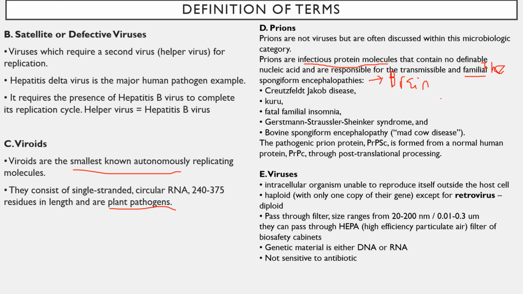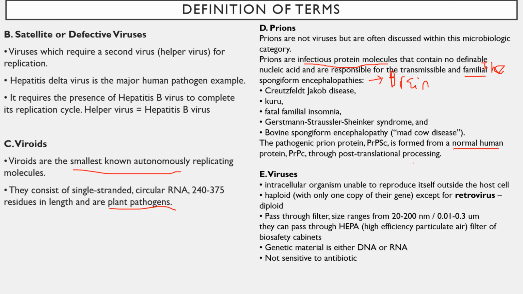They would affect the brain, such as your Creutzfeldt-Jakob disease, your kuru, your fatal familial insomnia, your Gerstmann-Straussler-Scheinker syndrome, and your bovine spongiform encephalopathy, also known as your mad cow disease. Now, the pathogenic prion protein, class, is named PrPSc. So PrPSc, that is your pathogenic prion protein. This is formed from a normal human protein, PrPC, through post-translational processing.